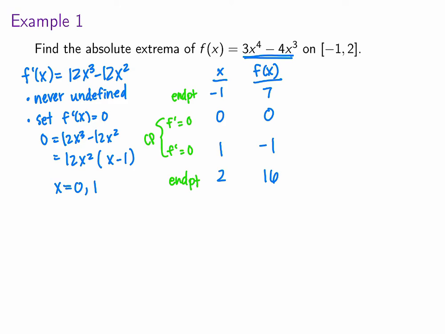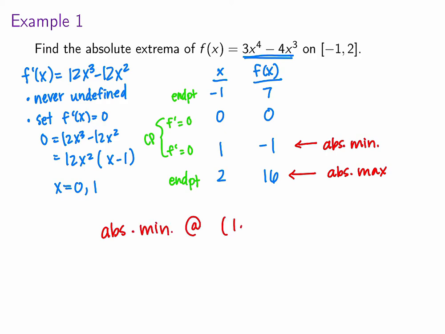Now, what we want to do is determine what is our absolute max and what is our absolute min. So I'm going to look at my f of x column for the biggest number and the smallest number. Here I see my smallest, so this is where my absolute min is. And here I see my biggest, so this is my absolute max. So I would say absolute min at (1, -1), and absolute max is at (2, 16).